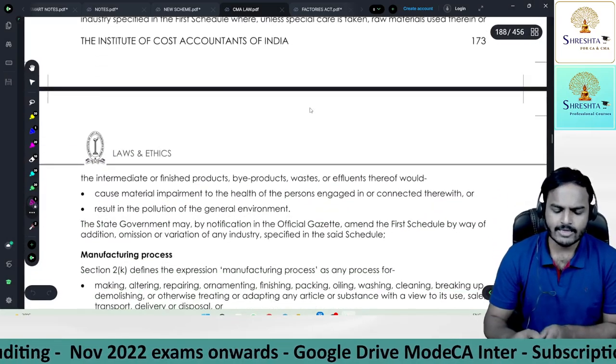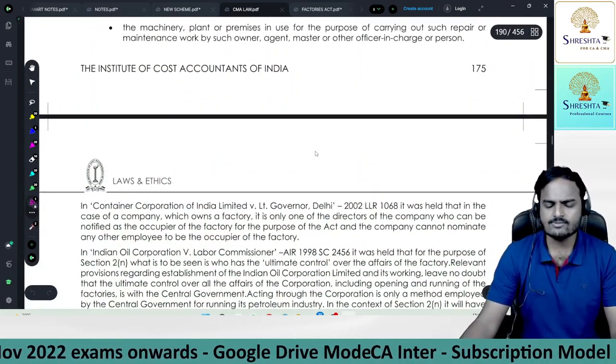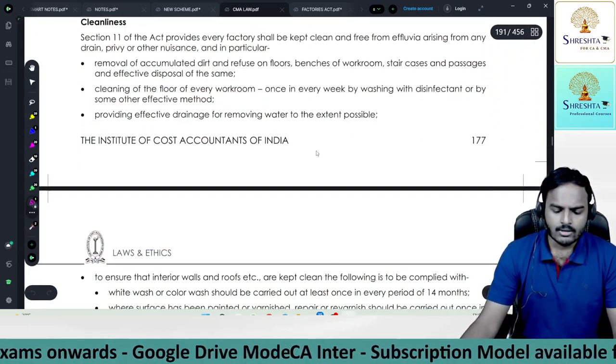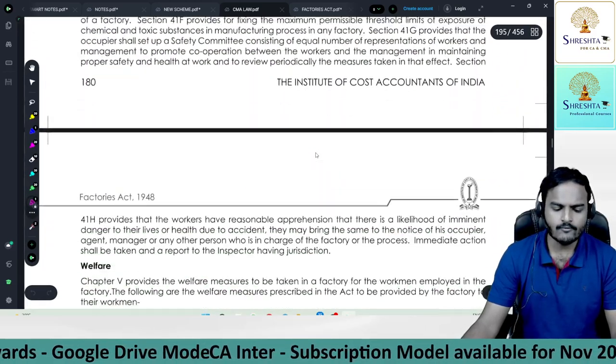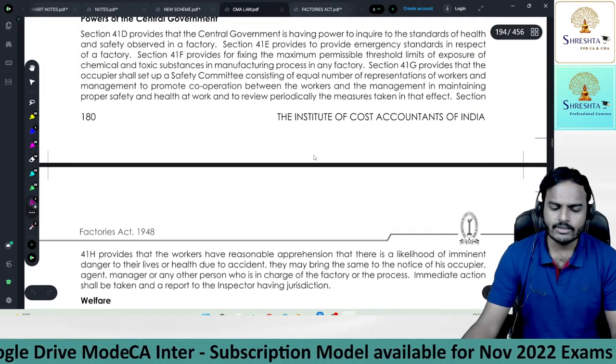So all these topics I covered. Just give one small reading to the case studies so that you will know those points. Responsibility of occupier, powers of the central government, all these are 41D, 41E, 41F.